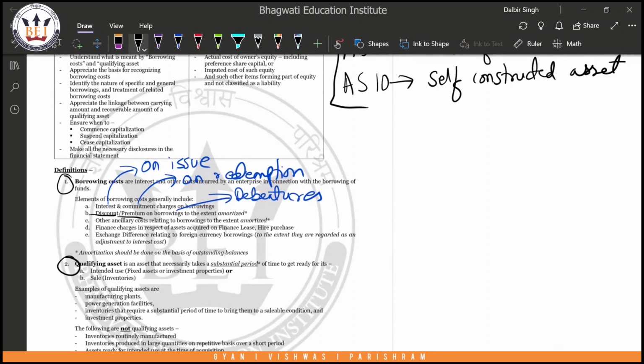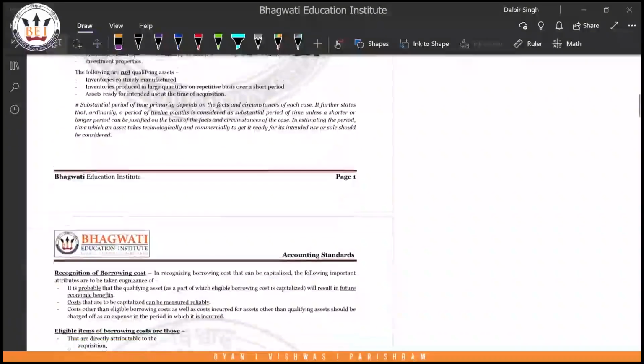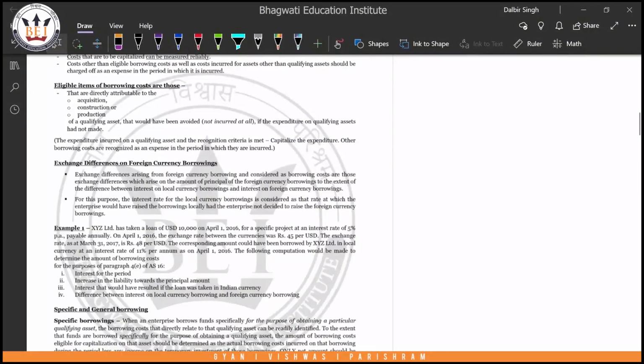exchange differences relating to foreign currency borrowings to the extent they are regarded as adjustment to interest cost. Okay, now what does this mean? So there is an example which is given in the standard. Let's go and solve that example to better understand.